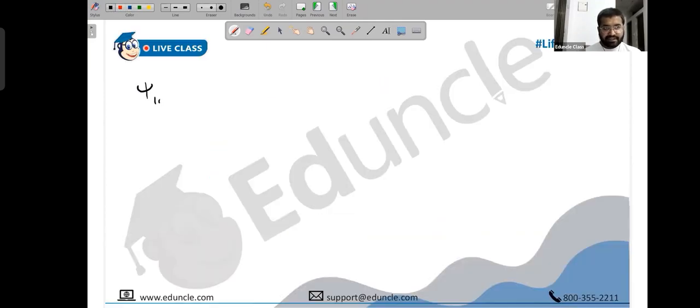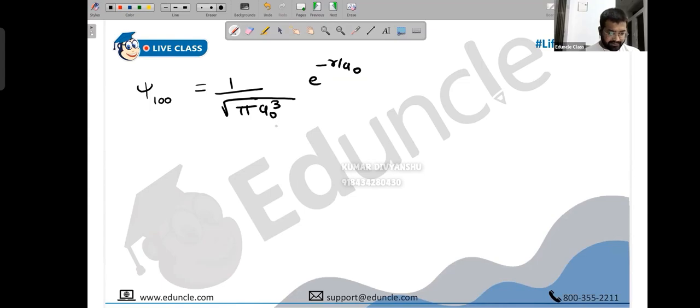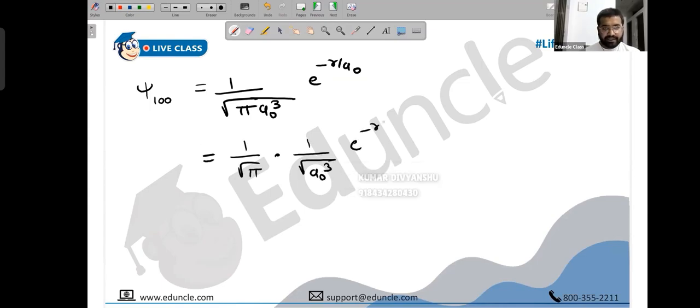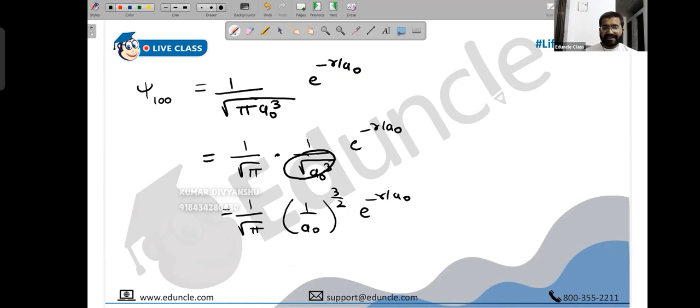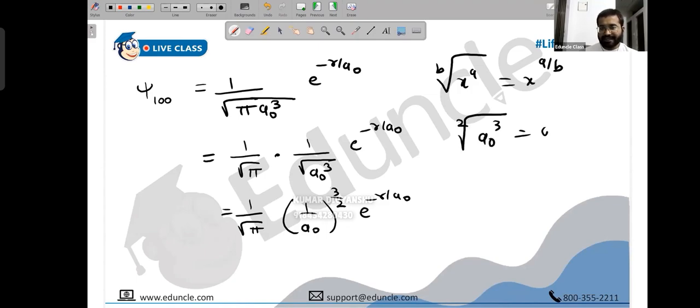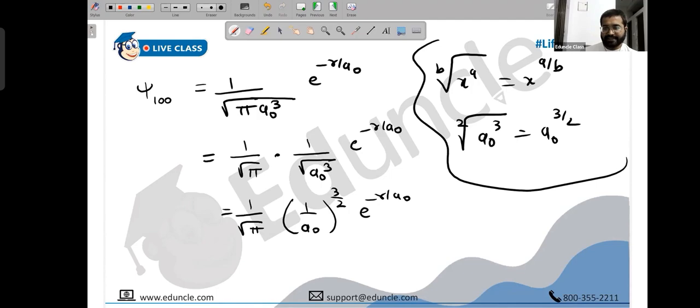See, the ground state wave function for hydrogen atom we have written is 1 upon root pi a naught cube into e raised to minus r upon a naught. I'm going to write this as 1 upon root pi into 1 upon root a naught cube e raised to minus r upon a naught. So this is also nothing but 1 upon root pi, and I can write it as 1 upon a naught the whole raised to 3 by 2. Tell me if you have any problem with that. The root means half now, so root means e raised to 3 by 2. Understand, when you write the b-th root of x raised to a, this is actually x raised to a by b. So the square root of a naught cube is actually a naught raised to 3 by 2. In that sense, nothing else. And 1 raised to 3 by 2 is 1, right?